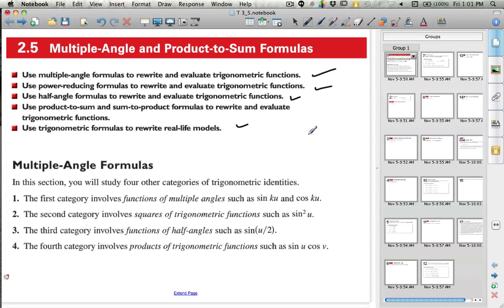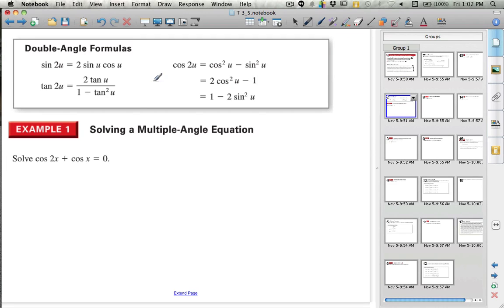So when we start looking at multiple angle formulas, we're going to look at functions with multiple angles, squares of trigonometric functions, functions of half angles, and products of trig functions. So we're going to work with all of these in this section. These are our double angle formulas. You see that we have them for sine, for cosine, and for tangent. And we're going to start here with solving a multiple angle equation.